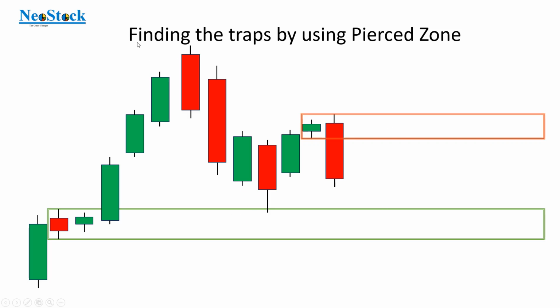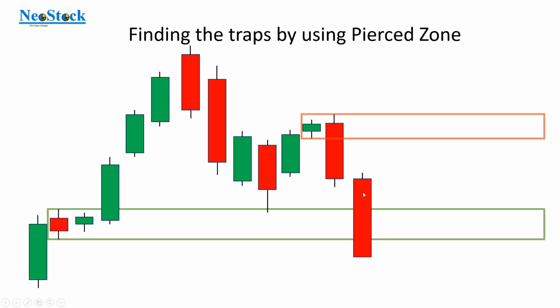The first scenario we are discussing is finding the traps by using pierced zones. How to find the traps? Assume you have a pierced zone with you, and you are aware of the pierced zone. Then how do you find the traps? It is a simple procedure, but first let me explain through this diagram.